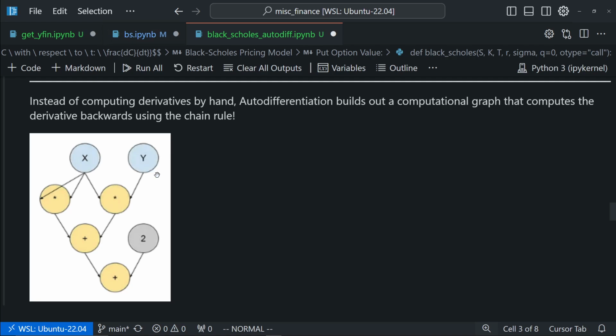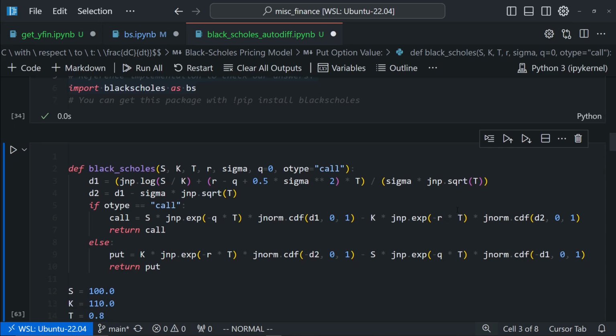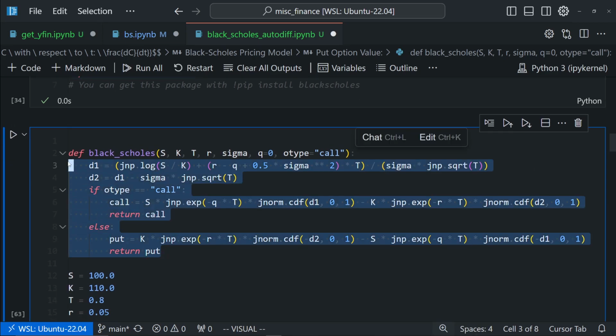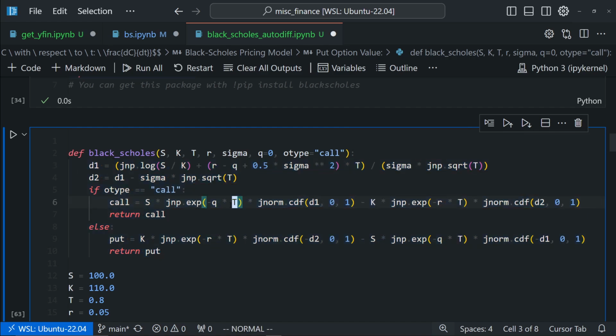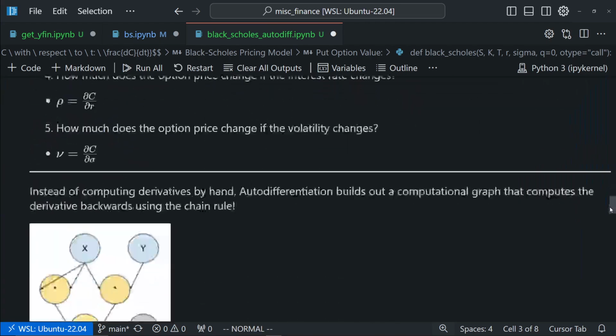What is Autodiff? Autodiff takes complex code, something like this. This isn't too complex, but you can imagine it's not so easy to compute the derivative, especially if you're new to calculus or don't know calculus at all. And what it does is it chains together all of these operations into what's called a computational graph.